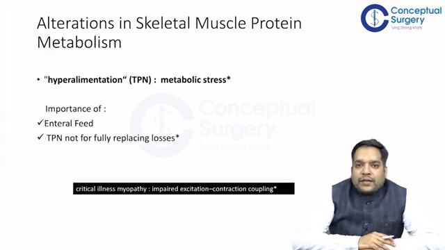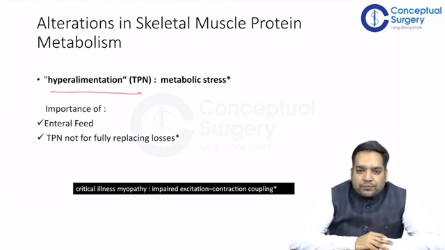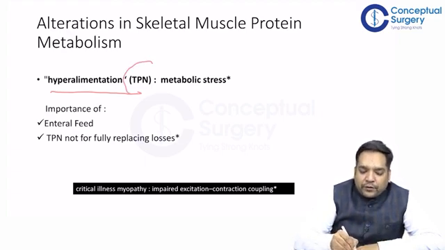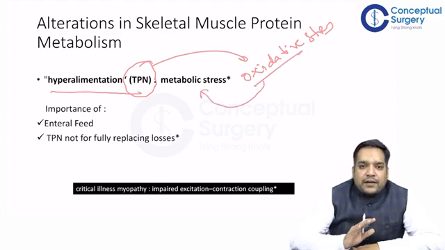So hyperalimentation. Hyperalimentation is TPN. So this is a very commonly seen practice in our clinical day. So in a lot of critically ill patients, we give TPN, that is total parenteral nutrition. So it is known that TPN causes oxidative stress. So the nutrition you are providing in the form of TPN itself is a metabolic stress, right? This is a very important point to emphasize.